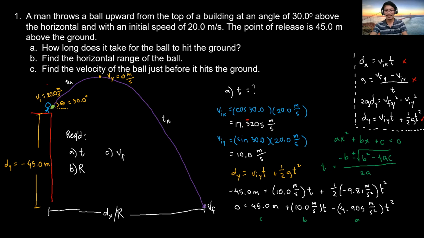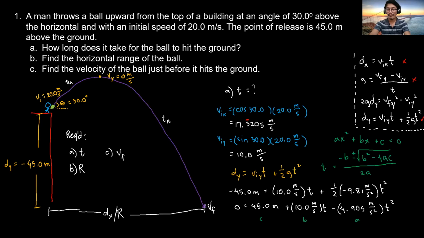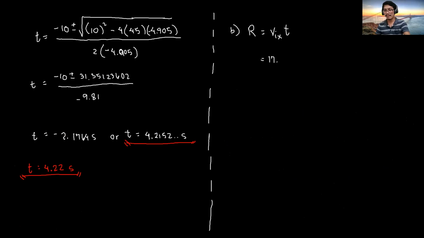For case 3, so proceed tayo sa letter B. For letter B, ang hinahanap is range. And to solve for range, that is just VIX times time. Tama? Ano ba yung VIX natin? Ang VIX natin is 17.3205 meters per second times, ano yung time natin? Ito, 4.22 seconds.